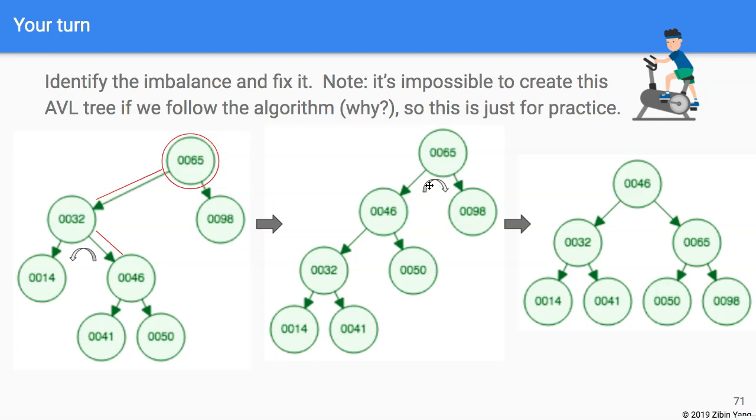I believe you get the idea now. Basically 46 now becomes the root, and we take 65, attach it to 46, and we take 50 that used to be here, and now we put it on the left side of 65, and that's it. That's actually a perfectly balanced tree.